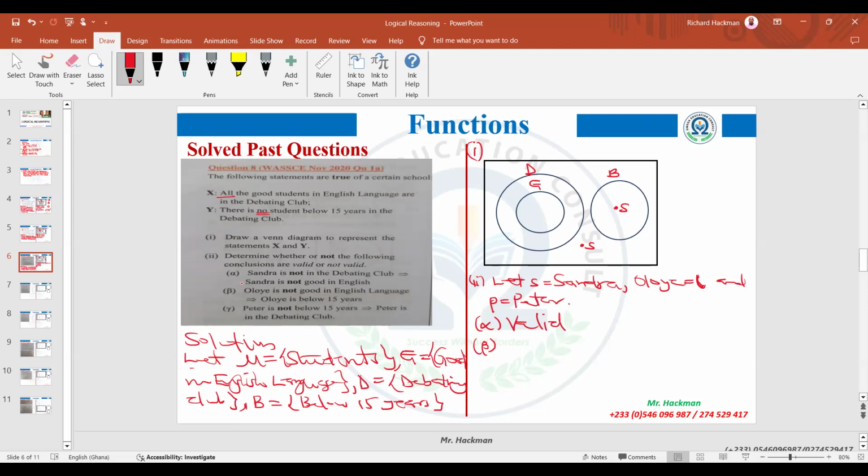Oloye is not good in English language. So it means we are going to use the first statement to place Oloye, which we represented by L. So L must be outside Jane. Do you agree? Yes, please. So this is Jane. If you are outside Jane, the possible regions will be here, here or here.